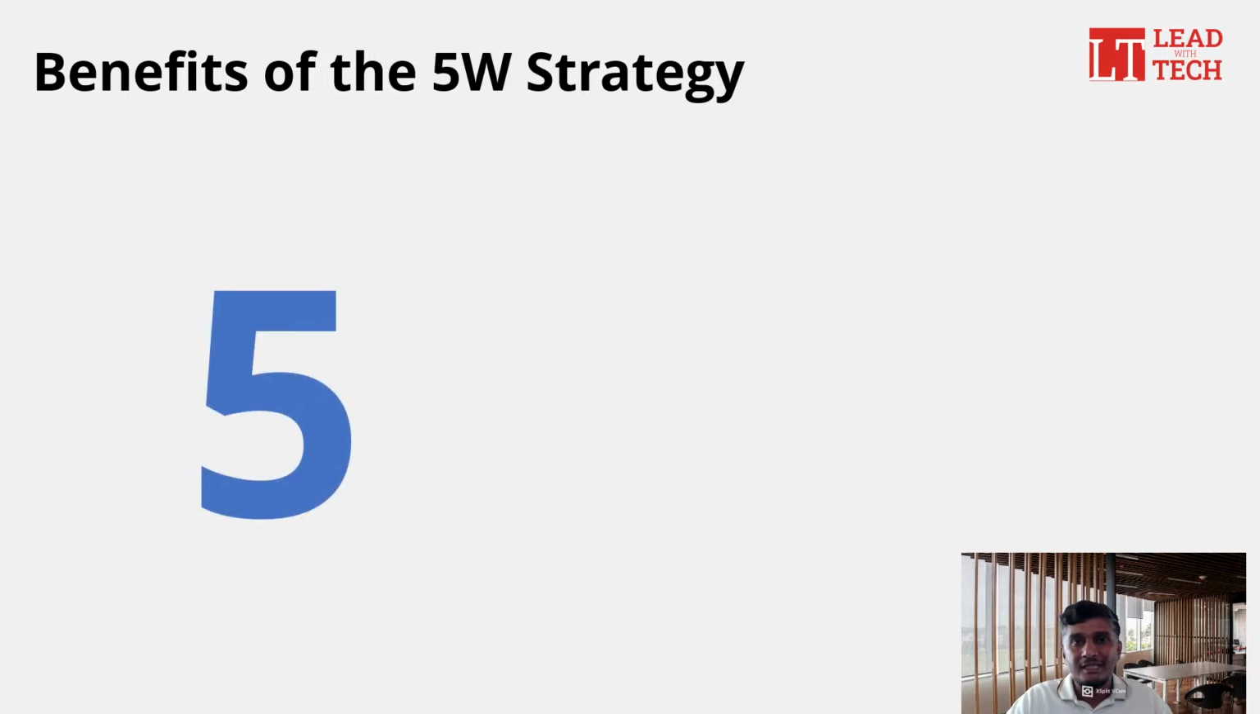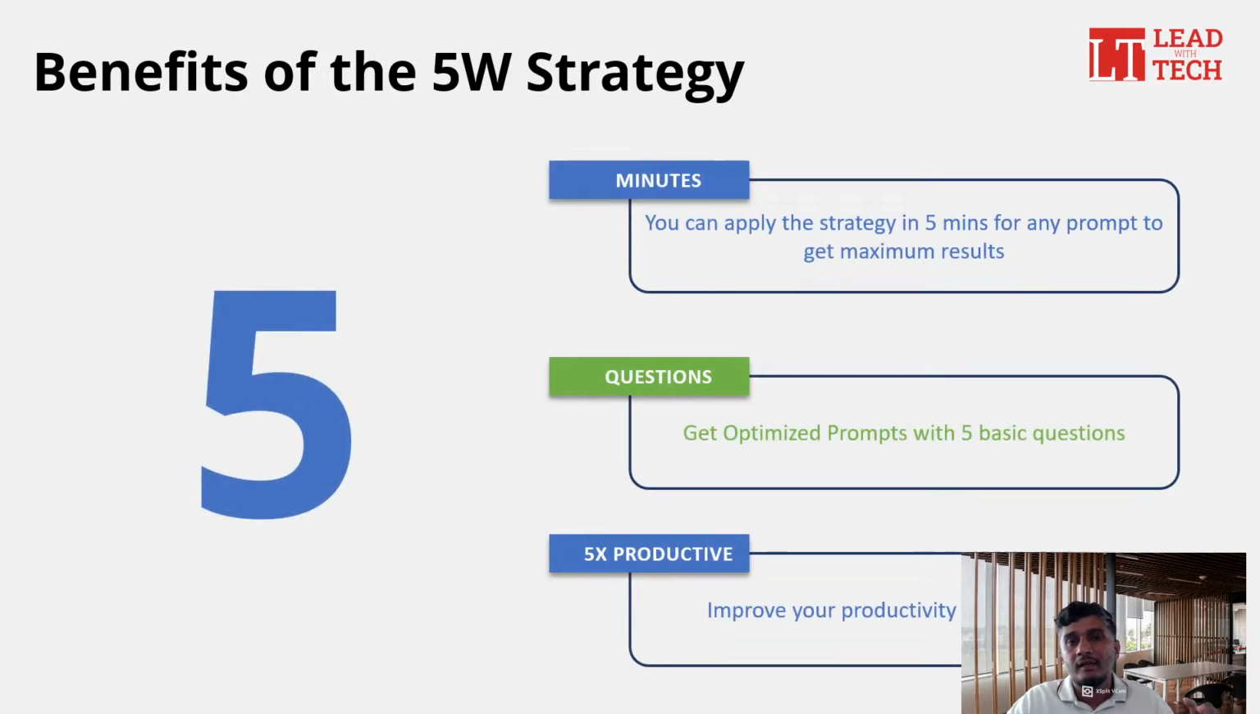So what are the key benefits of a 5W strategy? One is, as I said, you can apply this in a matter of 5 minutes and optimize your prompt. You have your story, you have a requirement, you write a prompt, use this strategy to quickly optimize it and rewrite your prompt based on that. And it basically looks at 5 categories of questions that you need to ask given a requirement, given a prompt. You will use those 5 categories of questions and various questions related to the requirement, and then apply that into a prompt to define your optimized prompt.